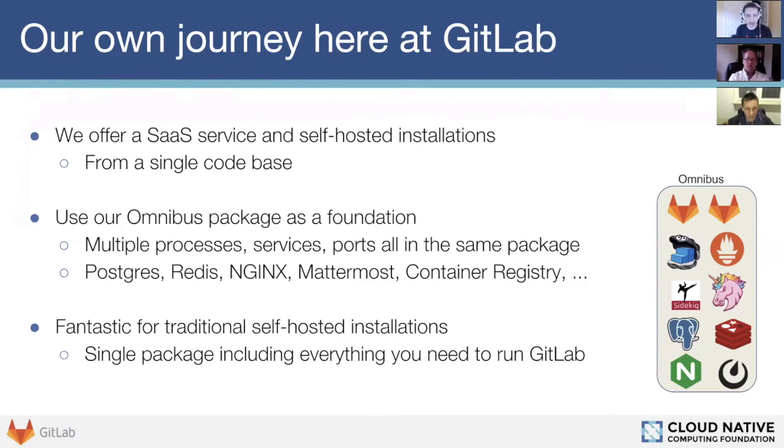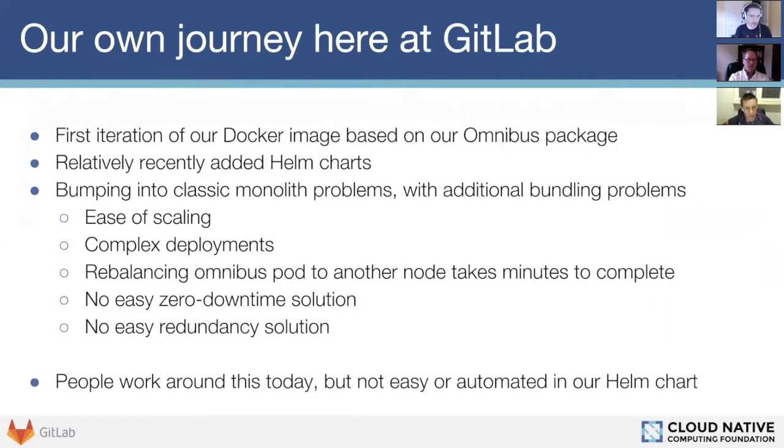But you can imagine, trying to move this towards more of a cloud native architecture, there have been some challenges, right? The first iteration of our Docker image is based on our omnibus package. So it's basically a Docker version of our package, and therefore it has all those same components all in the same thing. It's kind of an all-in-one or a fat container. We also have the Helm charts that are available, but they still depend upon that same Docker image. And so we started to bump into not just the classic monolith problems, but also some additional problems with all those extra services that we were bundling in.